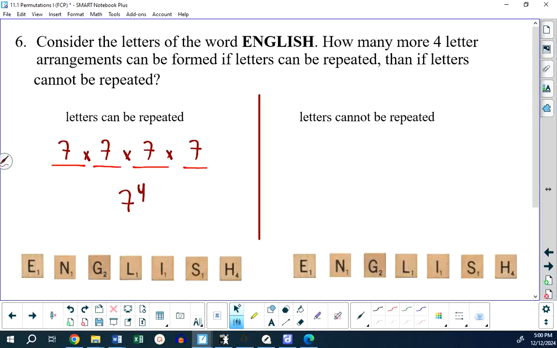If letters cannot be repeated, then this will be the number of options you have for each choice. You need to choose one of 7 letters for the first blank and one of the remaining 6 for the second, and one of the remaining 5 for the third, and one of the remaining 4 for the final blank.